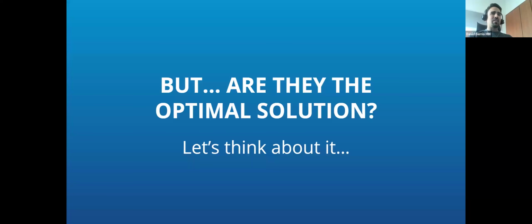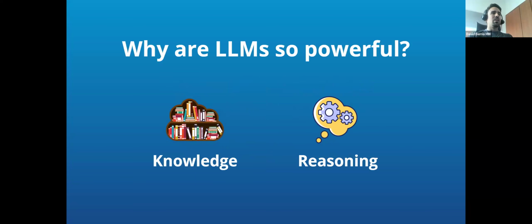But now I want to ask this question. There are good solutions, but are they the optimal solution? So let's think about it. Why do we think LLMs are so powerful? What makes them such a strong solution for many of these use cases and for such a diverse universe of problems that we can solve with LLMs? I would say there are two main reasons: the knowledge of the model and the reasoning capabilities of the model.